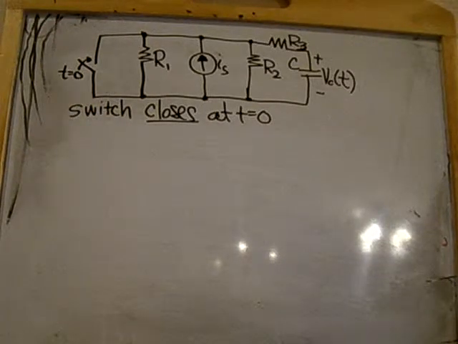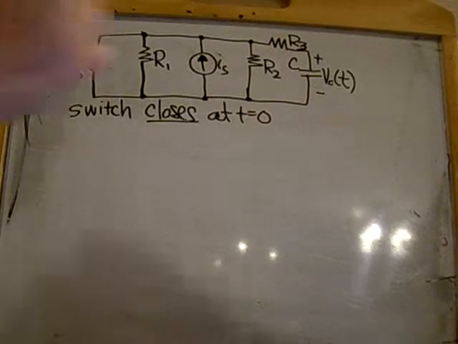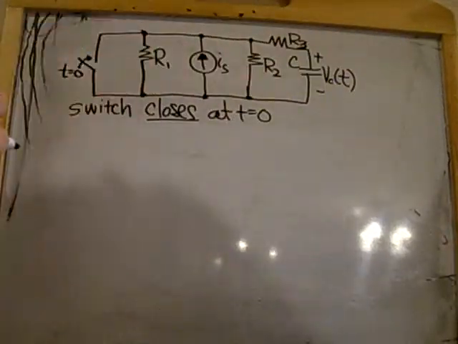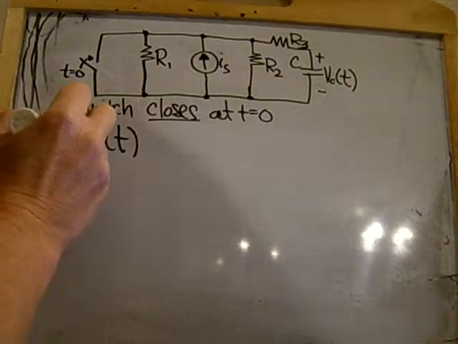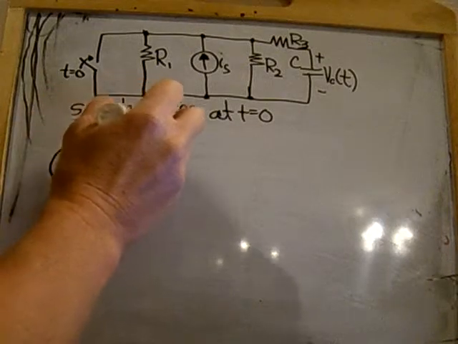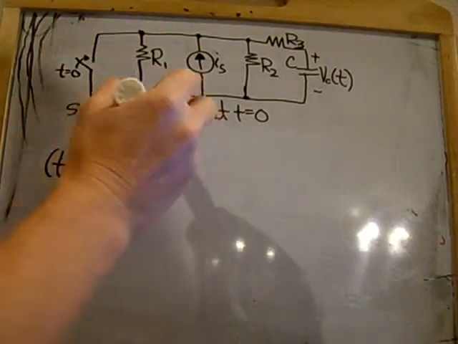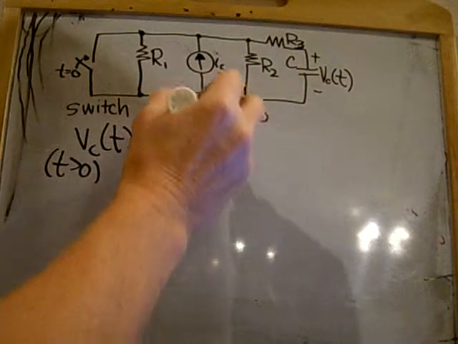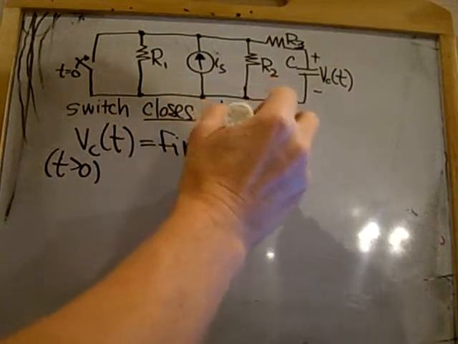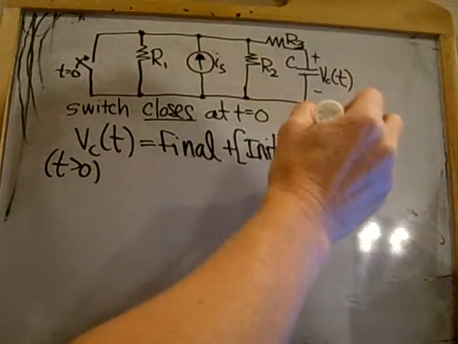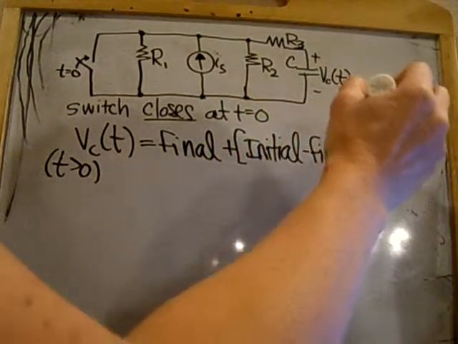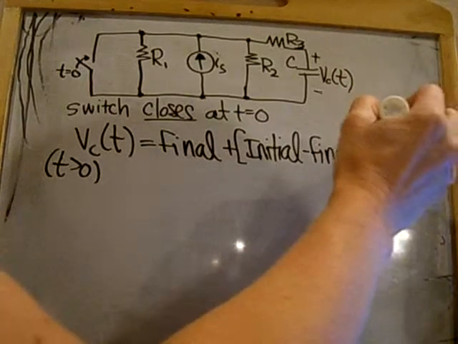So the general form for any element, in this case we're solving for VC of t, for t greater than 0, will be the final plus the initial minus the final times e to the minus t over tau.